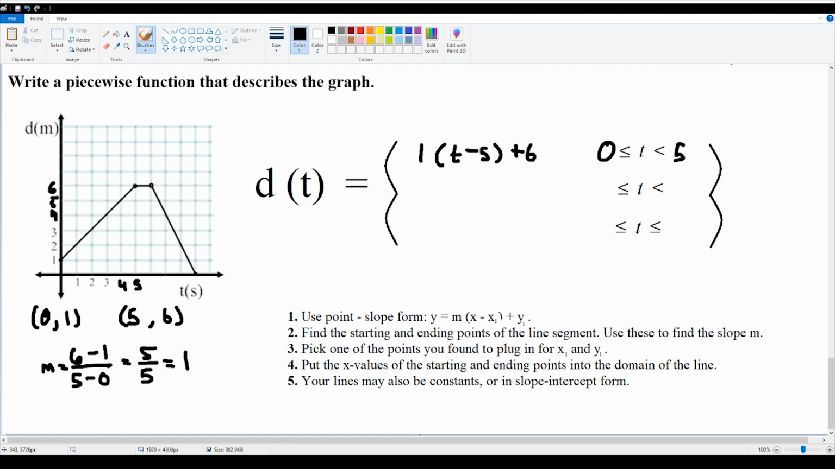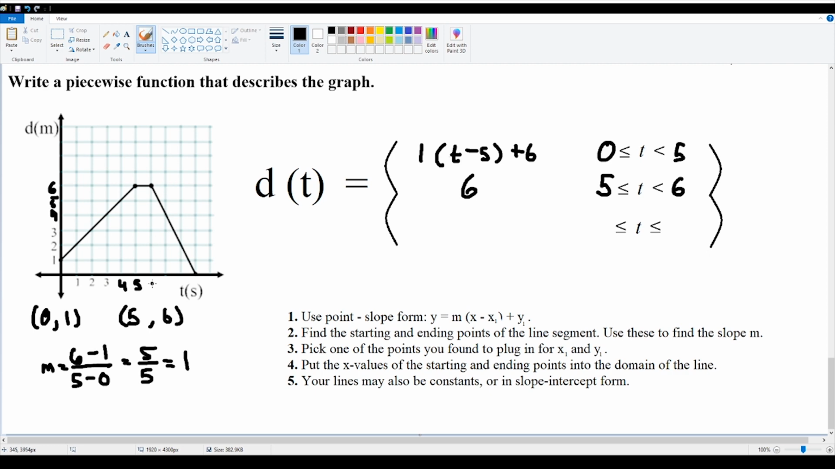Our next line is flat, which means that it is a constant equation, so it's not going to have a slope, and we don't necessarily need to worry about point-slope form. We just need to list the y value of the flat line. This appears to be at y equals 6, so our second equation will simply be 6. Notice that I'm not using y equals or even d of t equals on these two things because that's already represented by this big piece over here. This line only moves 1 unit over to the right, so its domain is just from 5 to 6.